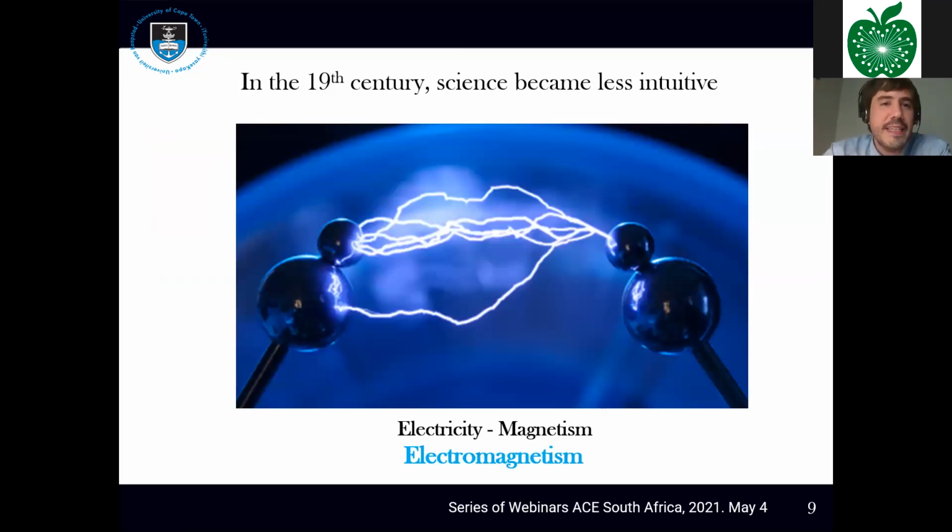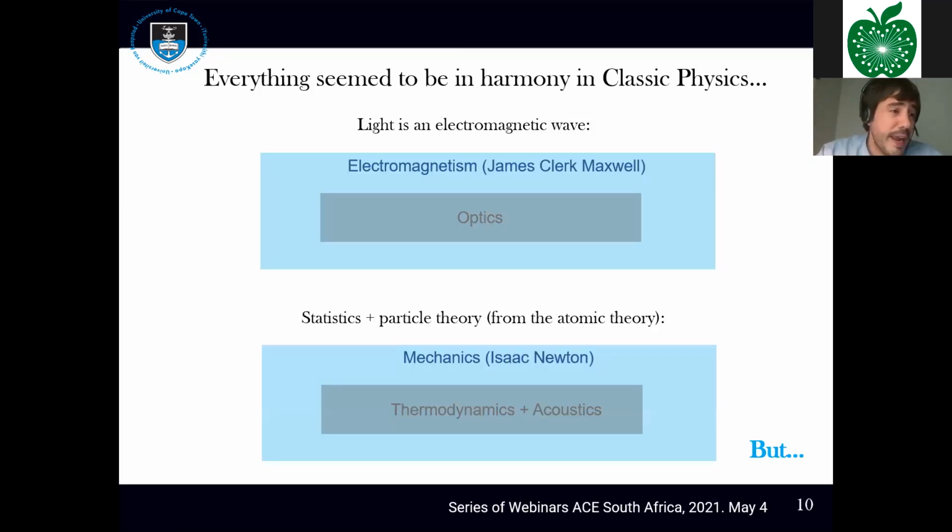Good. And in the 19th century, maybe because this field is less intuitive than the rest, from the study of electricity and magnetism, the field of electromagnetism emerged. So it was discovered that electricity and magnetism are different faces of the same phenomenon. That collection of all the knowledge about these two fields is what we call electromagnetism.